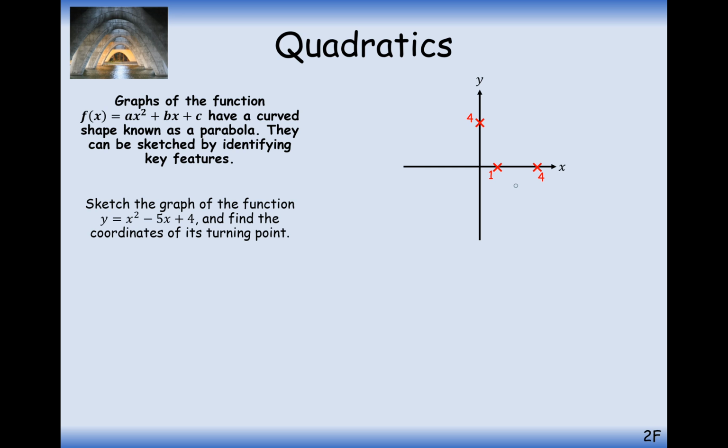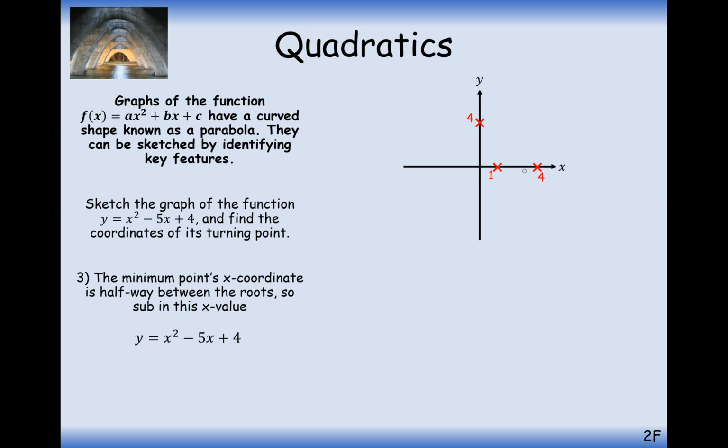Okay, so we're nearly there. We just need to find that minimum point now. The minimum point is going to occur halfway in between 1 and 4 because it's a symmetric graph. In between 1 and 4 is 2.5, so 2.5 is going to be our x-coordinate. To work out the y-coordinate, we plug 2.5 back into our equation: 2.5 squared minus 5 lots of 2.5 plus 4 gives you minus 2.25. Connect a line through those points and you get this shape here.